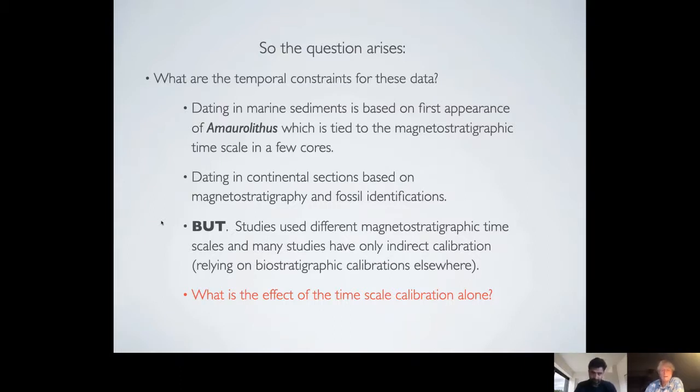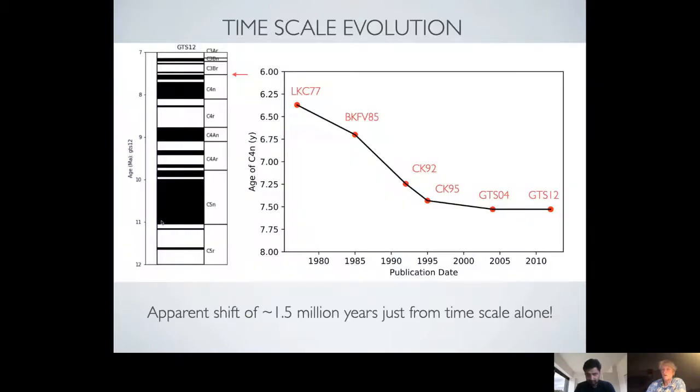So what's the effect of the timescale calibration alone? So the magnetic timescale. I find this figure hilarious. This is this Epoch 6, which is now called C3AR and C3BN, this little normal zone, this pair, and this is C3BR, and this is C4N. This is the big long normal, which was then called Epoch 9, is now called C5N.